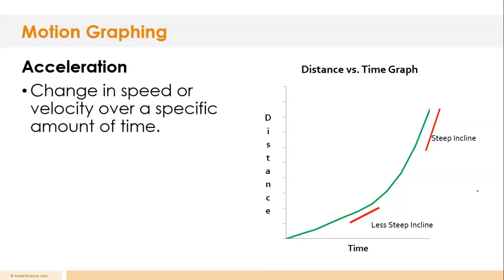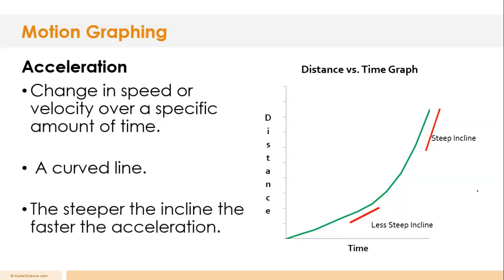So acceleration, you might remember, is a change in speed or velocity over a specific amount of time, remembering that speed and velocity are just about the same thing, but it's more technically a change in velocity over a specific amount of time. And it's shown on a distance time graph with a curved line. Remember, a straight line shows a constant speed. A straight horizontal line is a constant speed of 0. Okay, it's not moving. And a straight diagonal line is a constant speed. A curved line shows acceleration. The steeper that curve, the faster the acceleration.